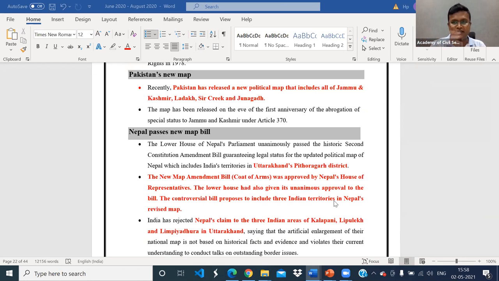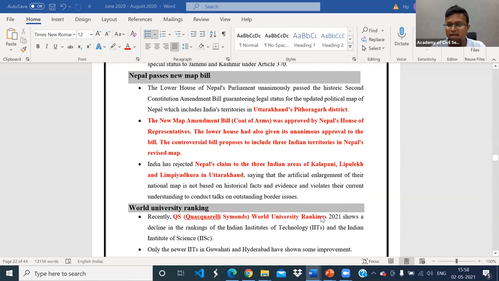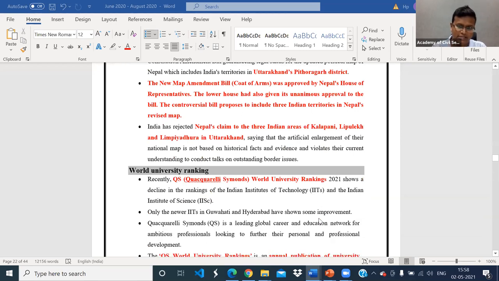They have added a part of India, that is the Pithoragarh district of India, in Uttarakhand, as a part of Nepal. India has rejected Nepal's claim to three Indian areas, Kalapani, the Lipu Lake, and Limpiyadhura in Uttarakhand. These three areas Nepal had already claimed, and India has rejected that.